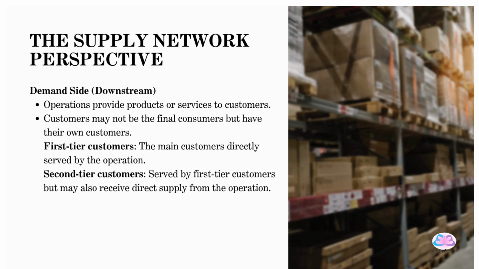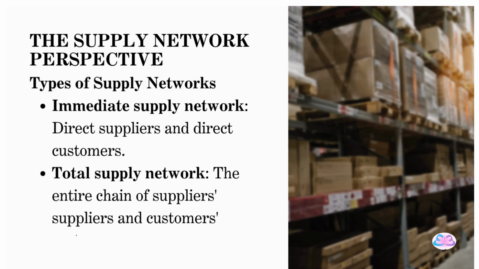Now, let's proceed to the downstream or the demand side. The first tier customers are direct customers served by the company. The second tier customers are served by first tier customers but may also receive direct supply from the company. Now, a company needs to understand customer needs to improve demand forecasting and service quality.